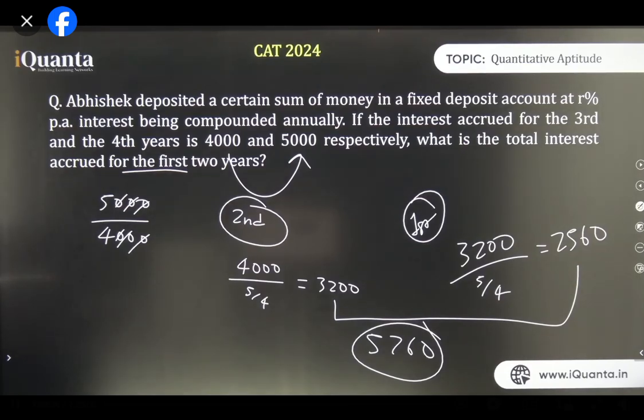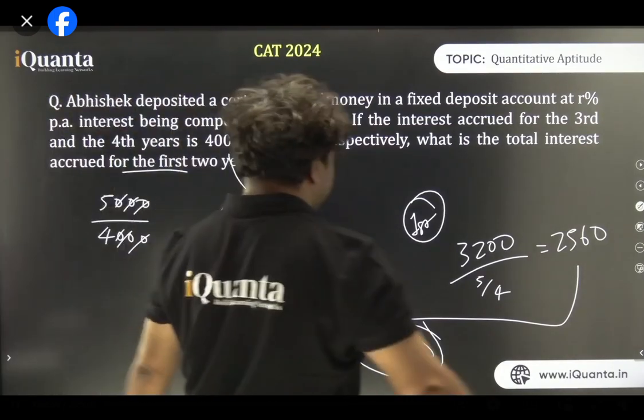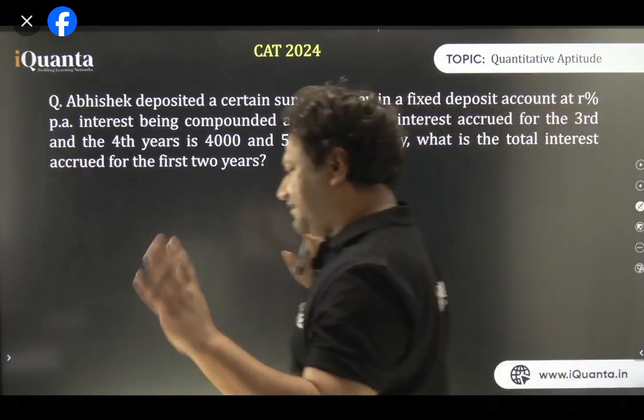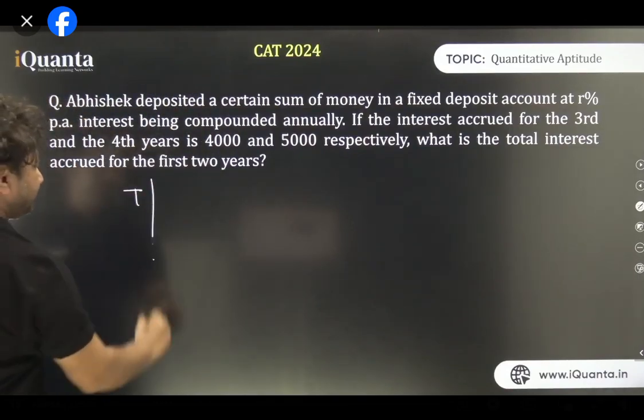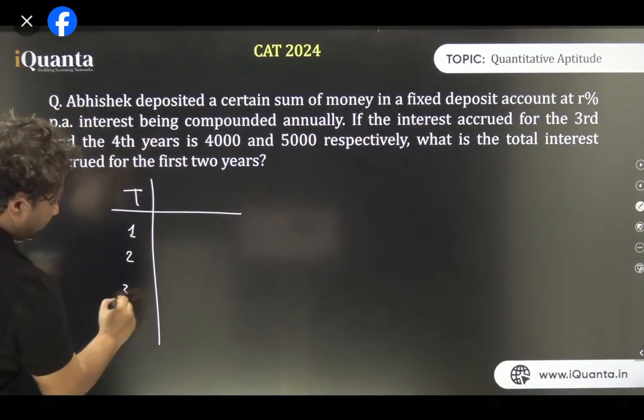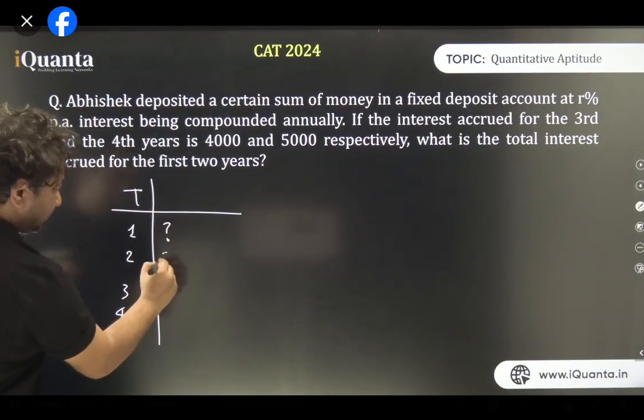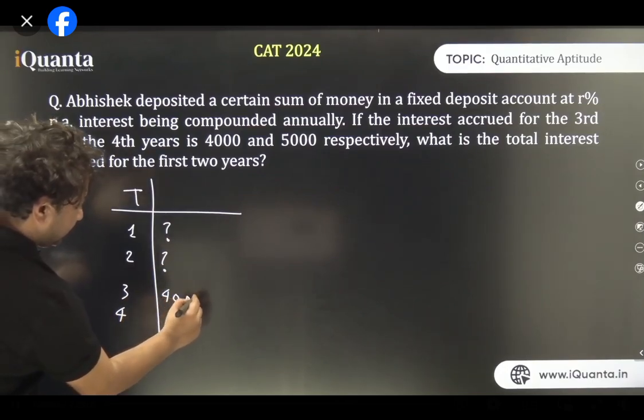Why 5 by 4? Okay, leave all that, let's do one thing. Time 1, 2, 3, 4. This is not known, this is not known, this was known. How much? 4,000, and this was 5,000.